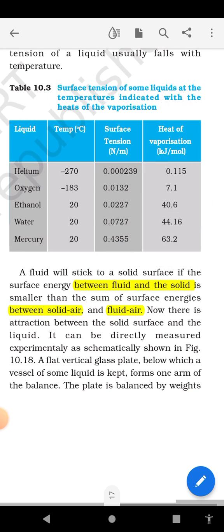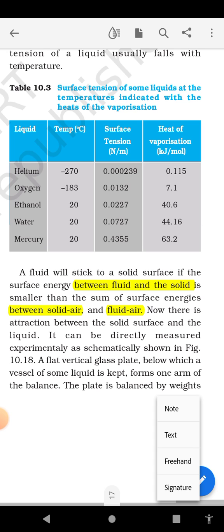ठीक है. A fluid will stick to a solid surface if the surface energy between the fluid and the solid is small. एक फ्लूइड है ना, वो स्टिक करेगा सॉलिड सरफेस से कब, जब उसकी और सॉलिड सरफेस की जिसके अंदर वो है उसकी सरफेस एनर्जी कम होगी किसके सम से, सॉलिड एयर और फ्लूइड एयर की एनर्जी के सम के. ठीक है. Now there is attraction between the solid surface and the liquid.